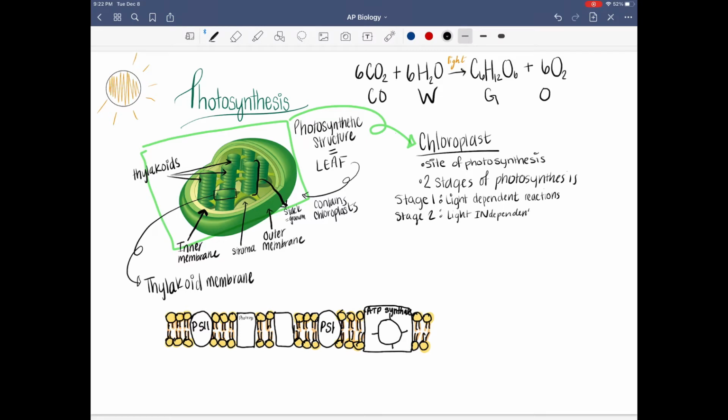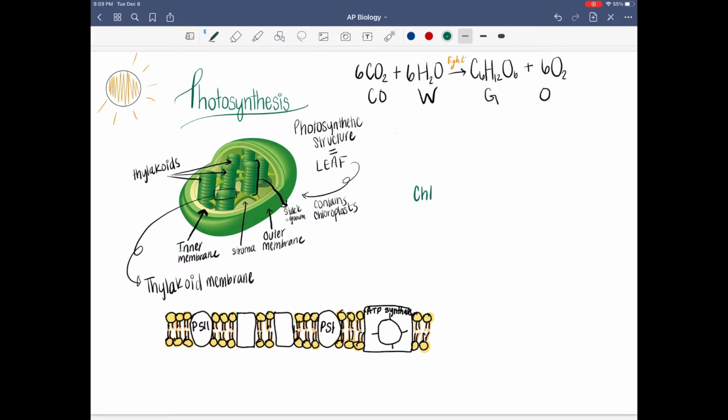So we do not need light in order for stage 2 to occur, and that was that common misconception, that plants can only do photosynthesis when they are exposed to light. But a part of photosynthesis is actually light independent, so it can still continue without light as well. So stage 1 is in the thylakoid membrane, stage 2 is in the stroma.